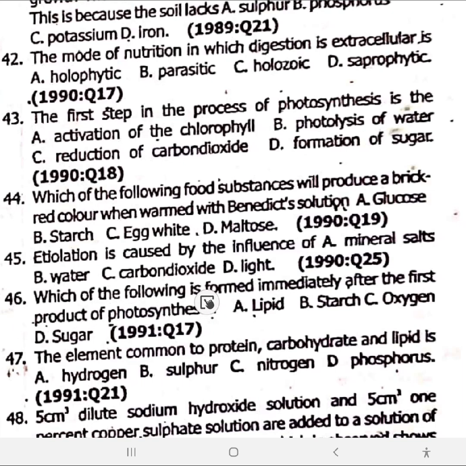46. Which of the following is formed immediately after the first product of photosynthesis? Immediately, don't forget, we say there's a direct and indirect product of photosynthesis. 46 is option B, starch. So immediately after photosynthesis, starch is first obtained.